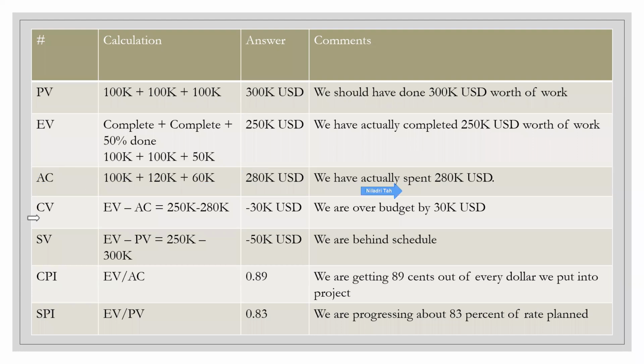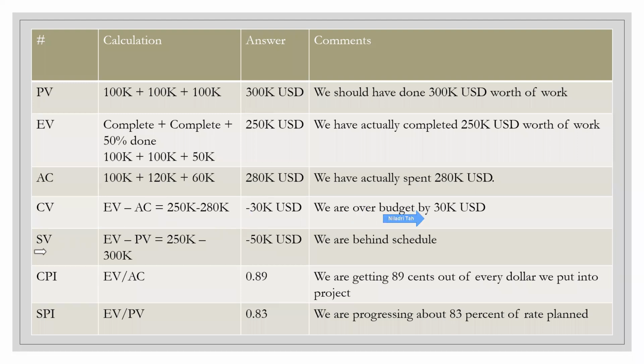Now, let's come to cost variance. Cost variance is EV minus AC, which is minus 30K, which is not good, which means that we are over budget by 30K, right? Anything minus is not good, which means we are over budget. And anything plus is very good, which means that we are below the budget or under budget. So we have spent 30K more.